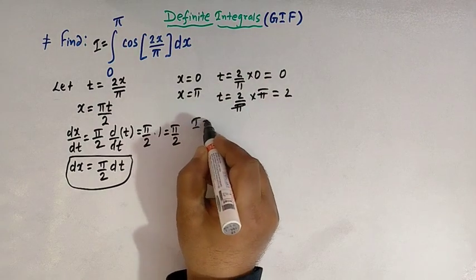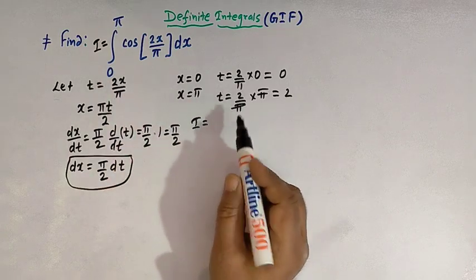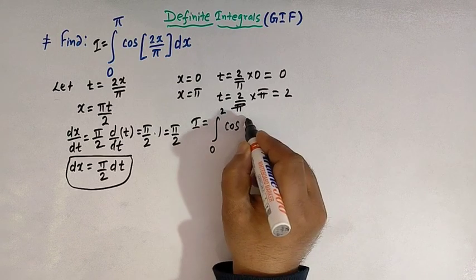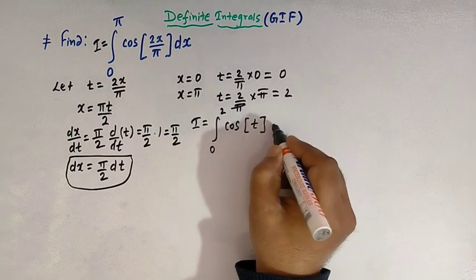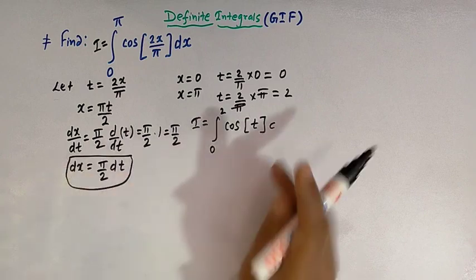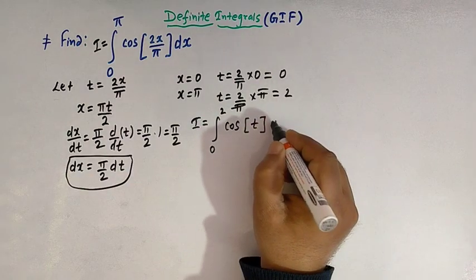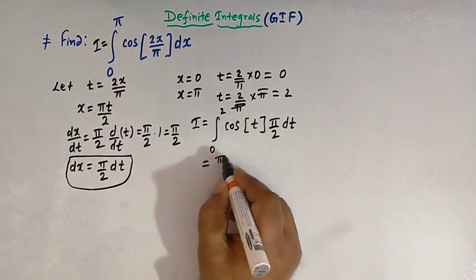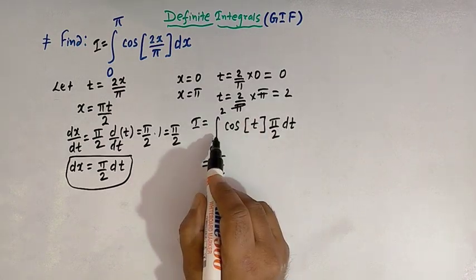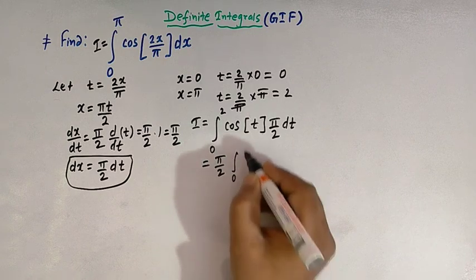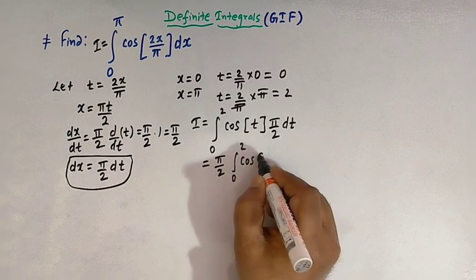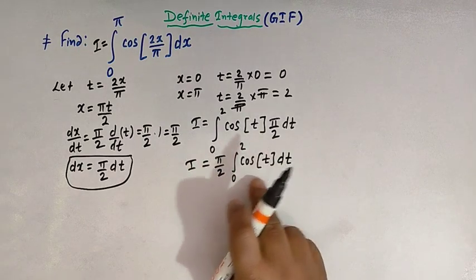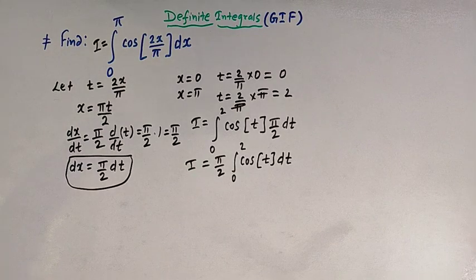Now the value of I can be rewritten in terms of t as 0 to 2, and we have cos of greatest integer of t, and for dx we can write pi by 2 dt. Now pi by 2 is a constant, so we can take it out from the integral sign. So we have 0 to 2 and cos of greatest integer of t, right? So now we have to solve this integral.